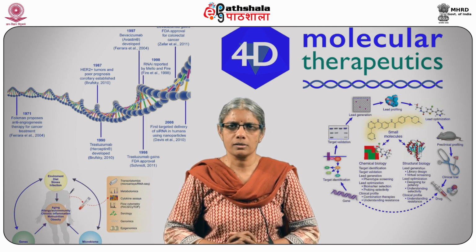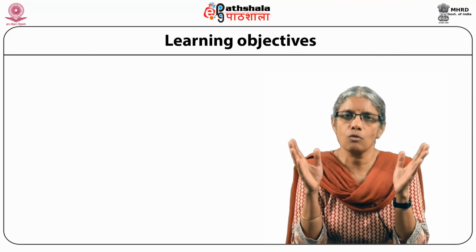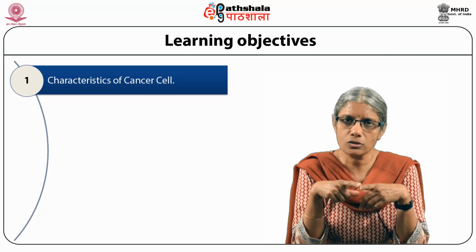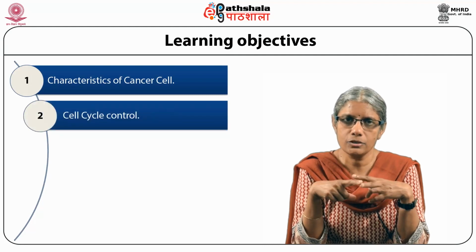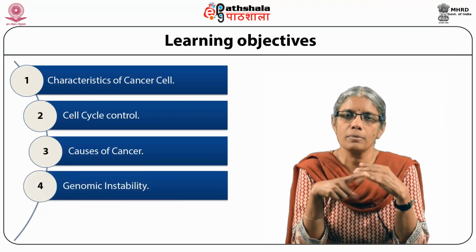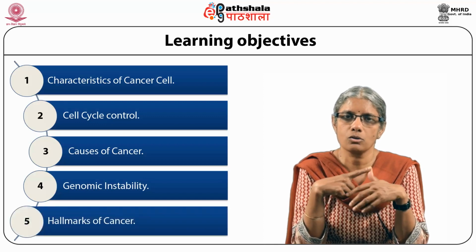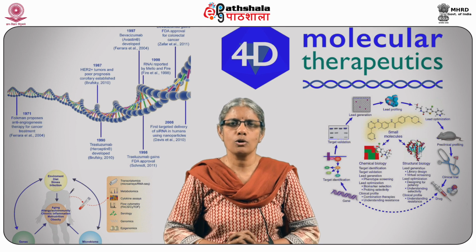Here we are going to discuss the module Basics of Cancer Biology from the paper Molecular Therapeutics. Basically, this module will cover the 5 objectives: the characteristics of a cancer cell, the cell cycle control, the causes of cancer, the various genomic instabilities, and finally, the various hallmarks of a cancer phenotype. This module will try to cover some important aspects on cancer cell biology.